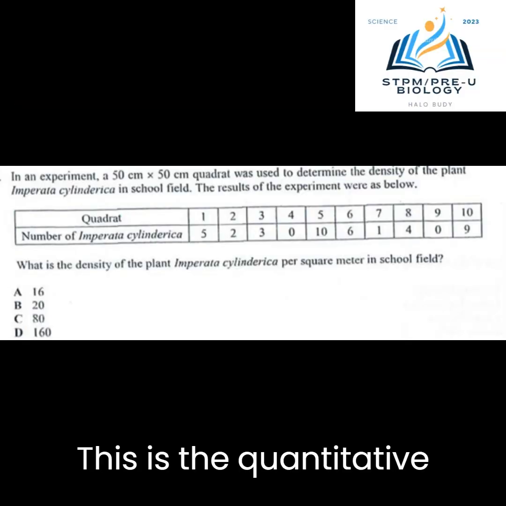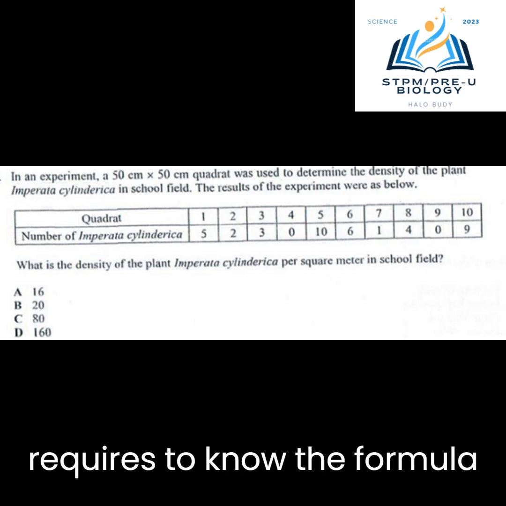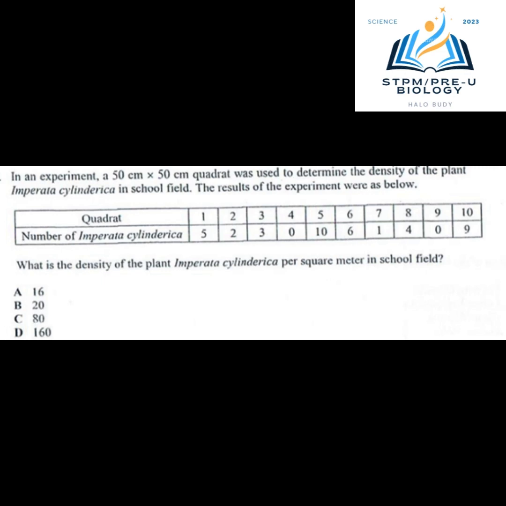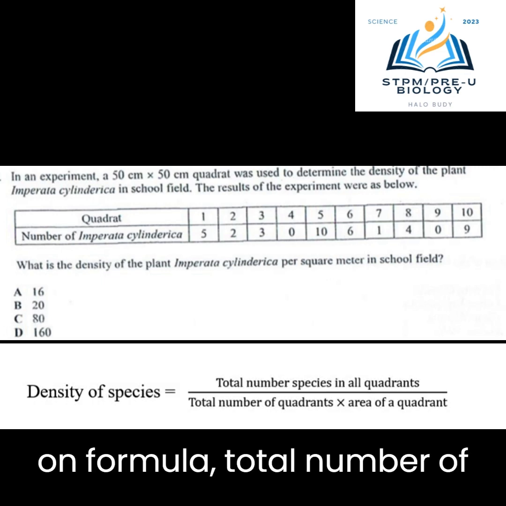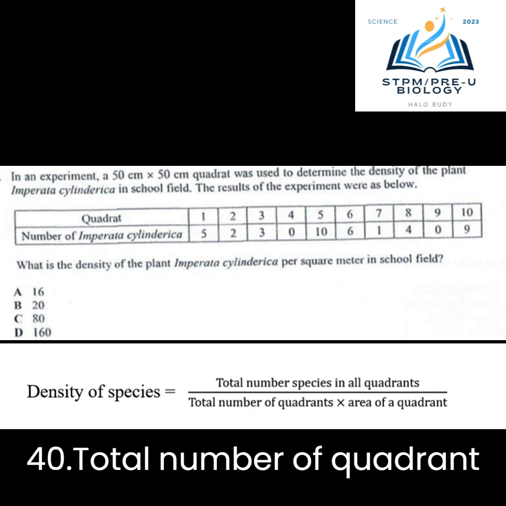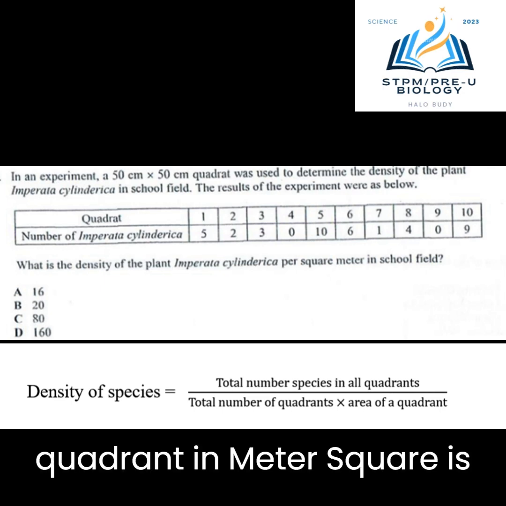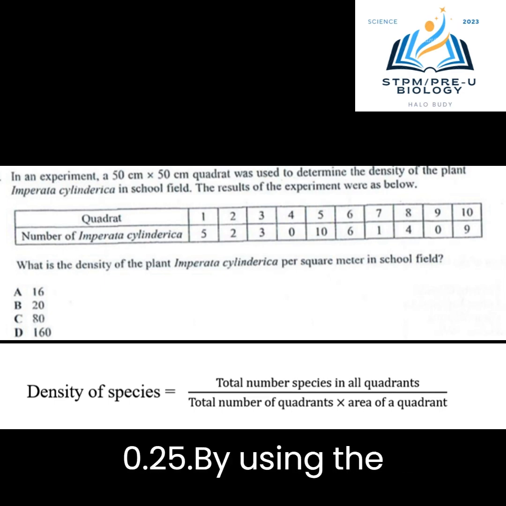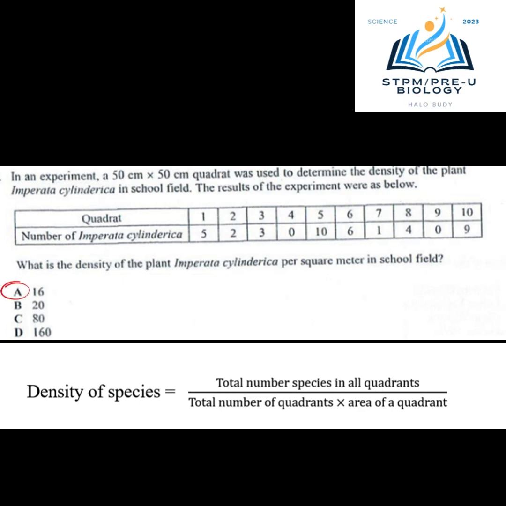This is a quantitative calculation question. It requires knowing the formula of density. The formula of density is given below. Based on the formula, the total number of species in all quadrants is 40. The total number of quadrants is 10. The area of a quadrant in square meters is 0.25. By using the formula, the density of Imperata cylindrica is 16. The answer is A.